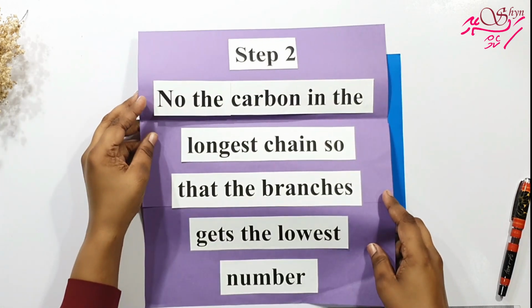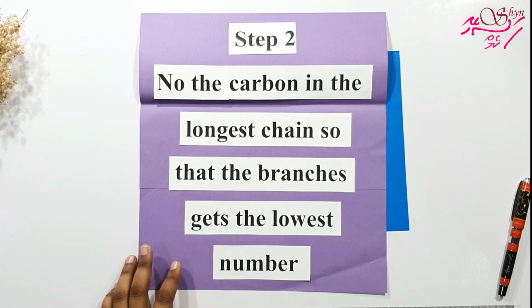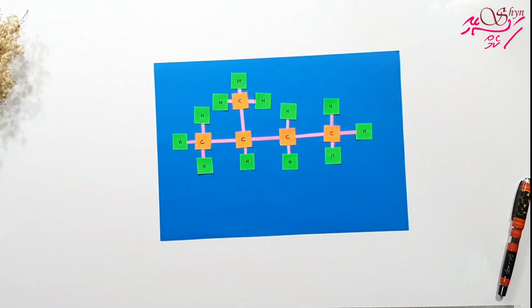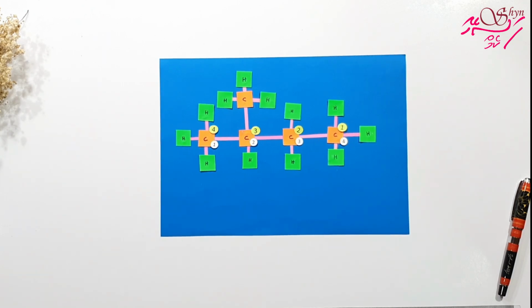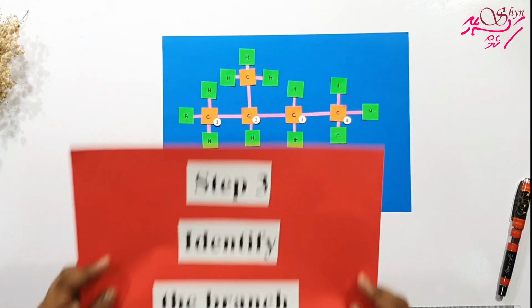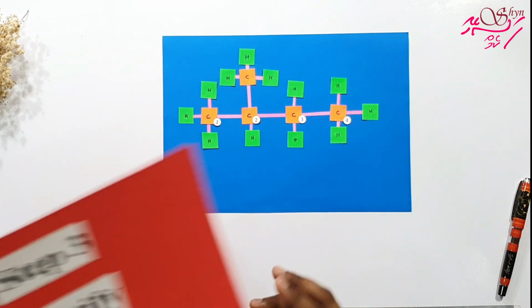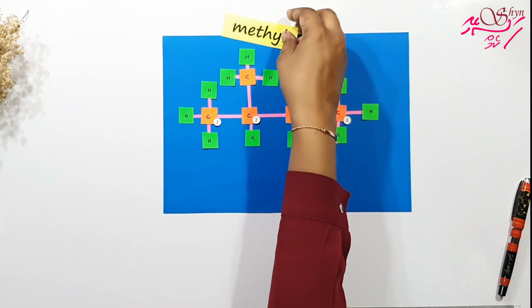Now let's look at step 2. We have to number the carbons in the longest chain so that the branches get the lowest number. We have 2 ways to number these, from left to right or right to left. As you can see, when numbered from left to right, it gives the lowest number to the branch. Step 3. Let's identify the branch. There's only 1 carbon atom in the branch, so it's methyl.